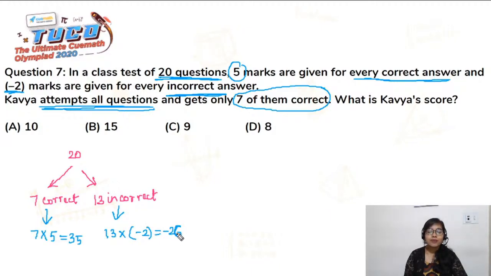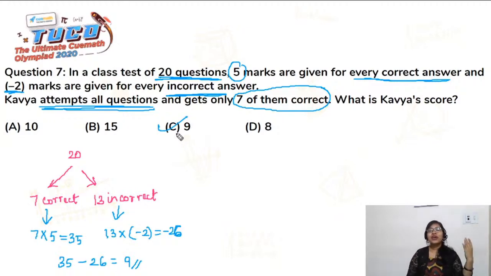So though she was at a positive of 35, still the penalty itself is minus 26. So finally, what score is she at? 35 minus 26, which gives us a 9. So ultimately, she has scored only 9. Now, I hope all of you are able to understand why it is recommended not to attempt all the questions.